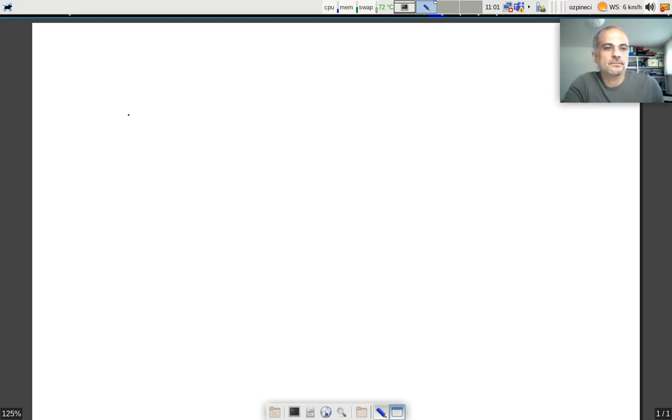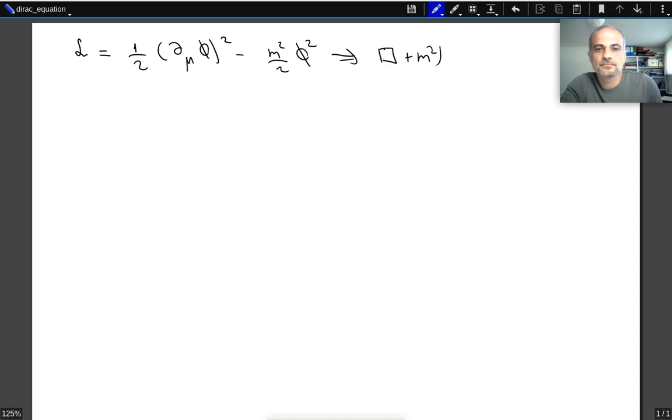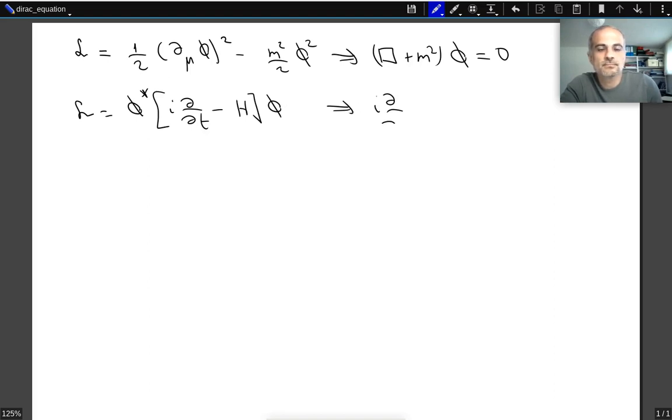We have studied scalar fields, which had the Lagrangian for the real scalar fields, squared minus m squared over 2 phi squared, and they satisfy the Klein-Gordon equation. We had also seen the Schrödinger field, which if you just write it in this form, basically satisfies the Schrödinger equation.